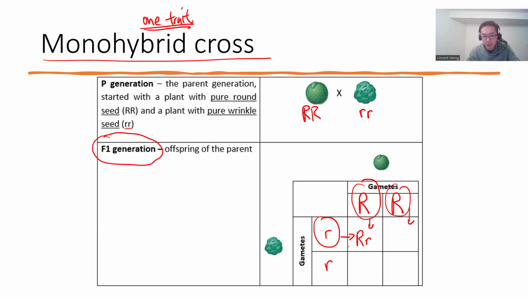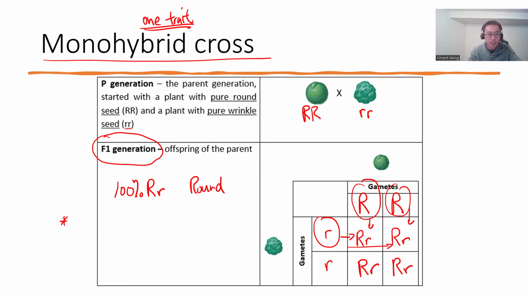Similarly, if this gamete fertilizes with that gamete, it's going to be big R, small r. This and this, also big R, small r. And same thing for the last part right here. If you have the big R and the small r together, it forms big R, small r. So the F1 generation will be 100% big R, small r. Is that round or is that wrinkle? Round. That is round.